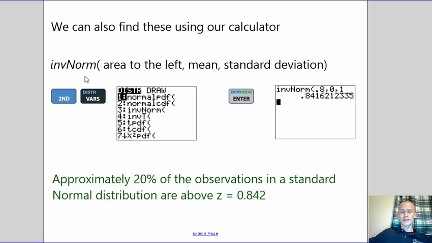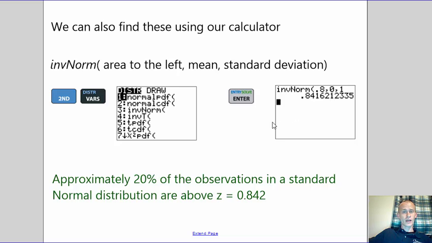The inverse norm command has these inputs. So it starts with the area to the left, and then it asks for the mean and the standard deviation. So we wanted the area to the left that was 80%. That's why drawing your picture is so important, so that you plug in the right value here. And then we do comma, 0, because that's our mean, and 1, that's our standard deviation. And our calculator gives us 0.8416. So that's really close to the 0.84 we found in the table.